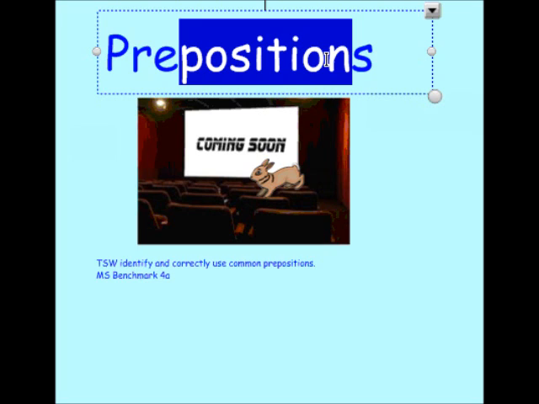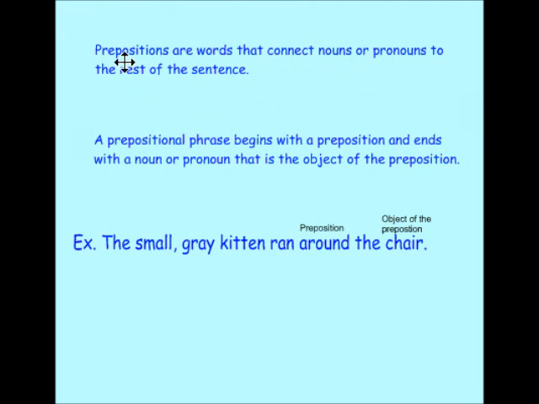And then pre is a prefix that means before. So it's a word that shows you before the word to show the position in space or time of what's happening. And we're going to look at a couple of examples of that. So prepositions are words that connect nouns or pronouns to the rest of the sentence.